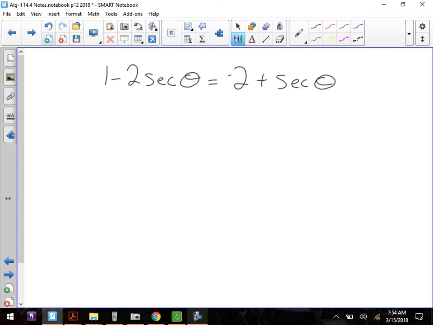Anyway, once again, I'm going to treat this like I would with variables on both sides. I have a negative 2 secant and a positive 1 secant. So again, I'm going to add 2 secant over. At the same time, I'm going to add the 2 to the other side. So what's going to happen here is I get 3 equals 3 secant of theta, which means secant theta is 1. Everybody okay that I rewrite things going to the left? Just flipping it. So secant is the inverse of what?